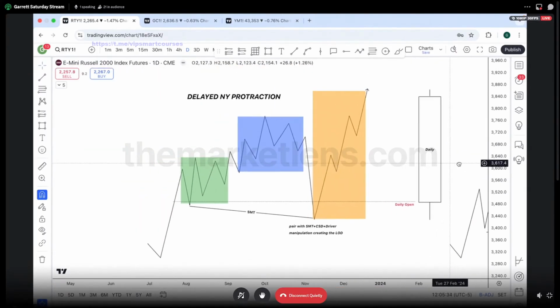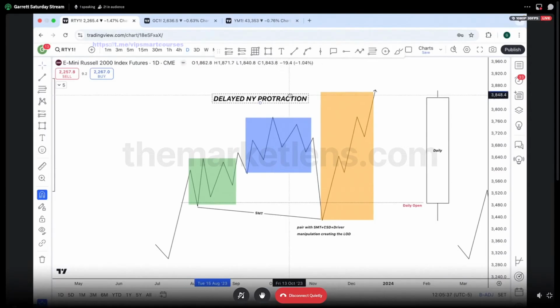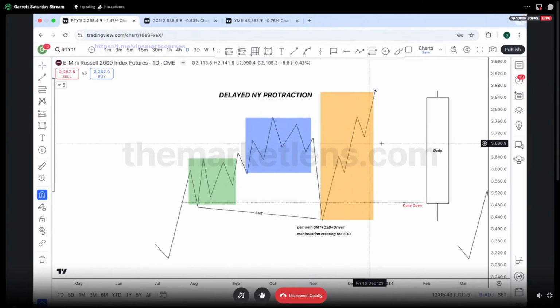This is one I learned from a trader named Fees. I don't know if you guys know him, but you should look him up. Very good trader. But this is something that you probably haven't seen, it's called the delayed New York retraction. So let's say we have bullish daily bias, right?